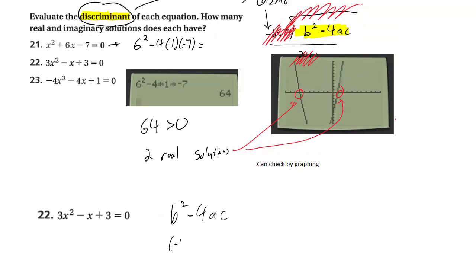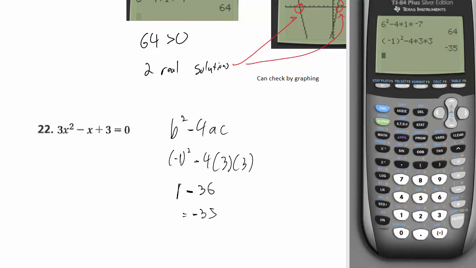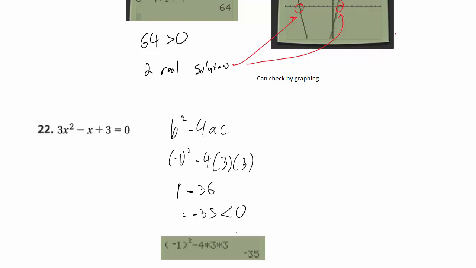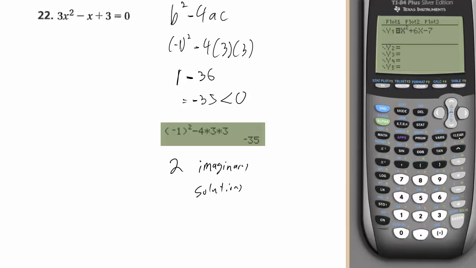For 22, again, the discriminant is using that b squared minus 4ac. And this time when I calculate it, I'm going to get a negative number. I don't really care that it's a negative 35. I just care that it is negative. When you get a negative discriminant, what it means is that you have two imaginary solutions. So every polynomial of degree 2 has roots, but sometimes the roots are just not real. They're going to be imaginary instead.